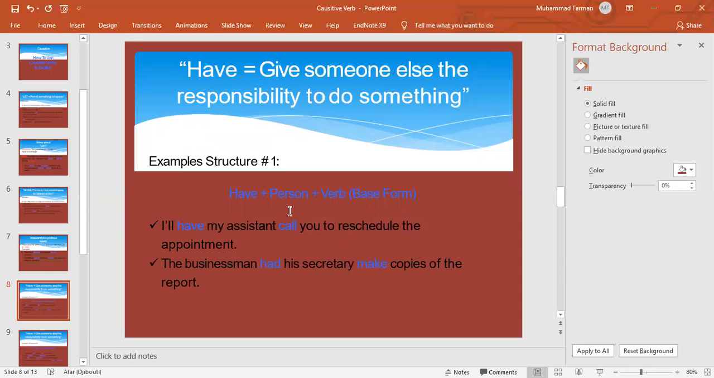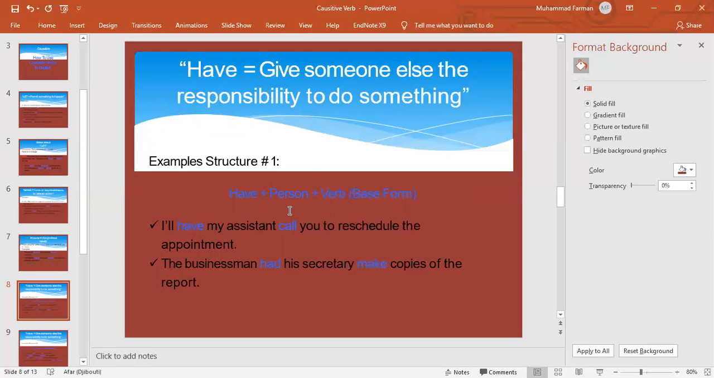Let's move on to the first example, structure number one: have plus person plus verb plus base form. Base form means the first form of the verb. The first form is also considered a root word, just like when we have first form, second form, and third form. The first form is considered the base form or root form. It means the first condition, the first position, and the first situation of the verb.